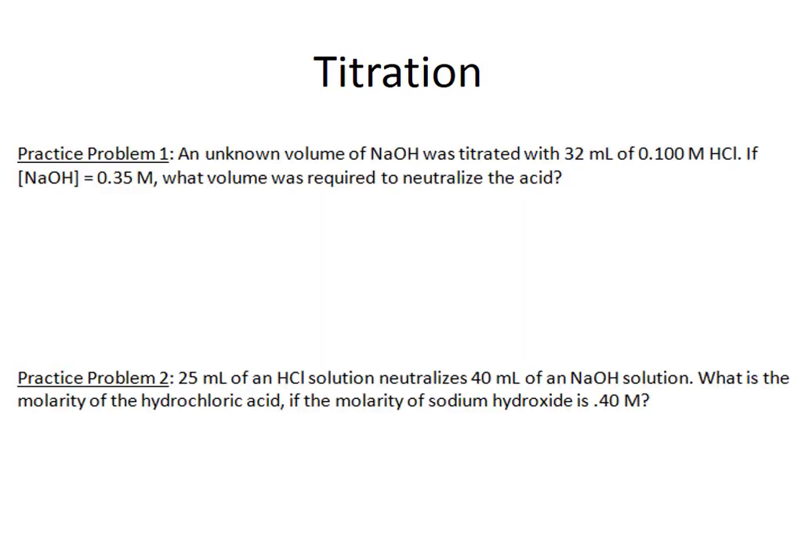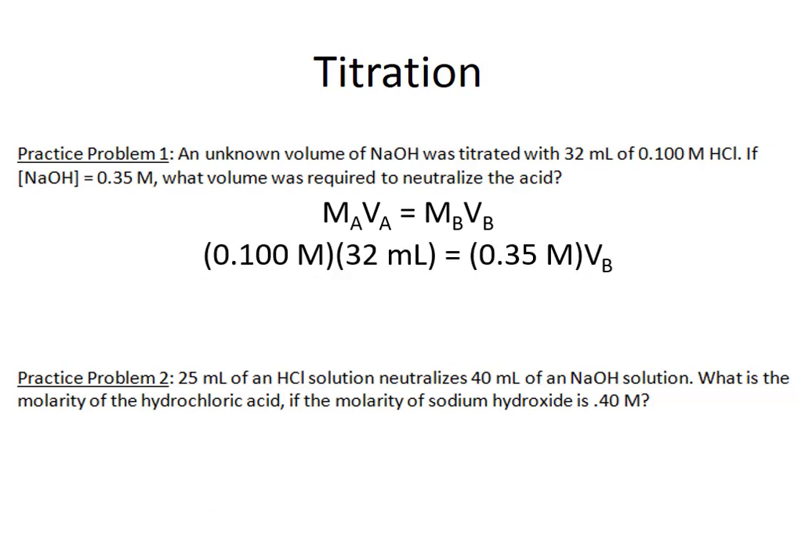So when you're looking at practice problems with titrations, an unknown volume of NaOH is titrated with 32 milliliters of 0.1 molar HCl. If the NaOH is 0.35 molar, what volume was required to neutralize? So you're going to use your MAVA equals MBVB. Plug in the variables you know. I know the molarity of my acid, I know the volume dispensed of my acid, I know the molarity of my base, but I don't know the volume. So what do I have to solve for? VB. Since it's all monoprotic, I don't need any multipliers, and you just solve for VB, and you get 9.14.